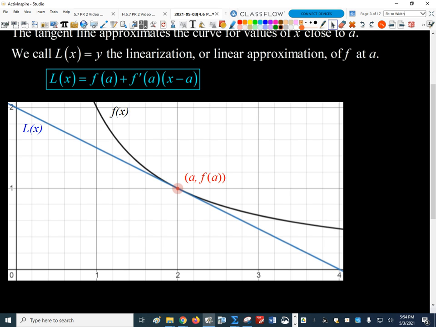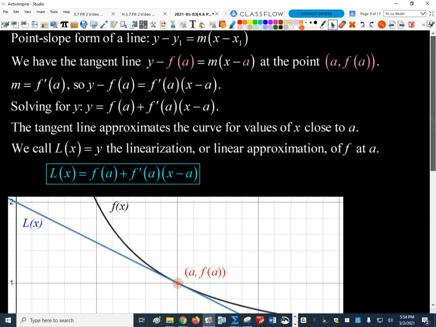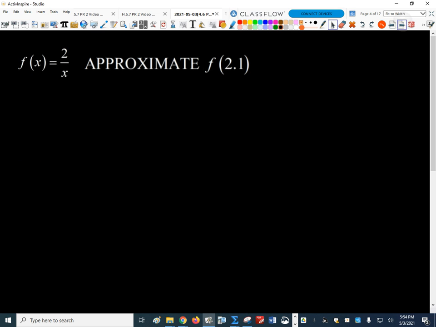a and f of a are the coordinates of the point that we know, and we're always going to choose a to be a value of x that is convenient for us. It's easy for us to evaluate the function at a. So we're going to look at an example here in a second where we're trying to approximate f of 2.1 for the function f of x equals 2 over x.